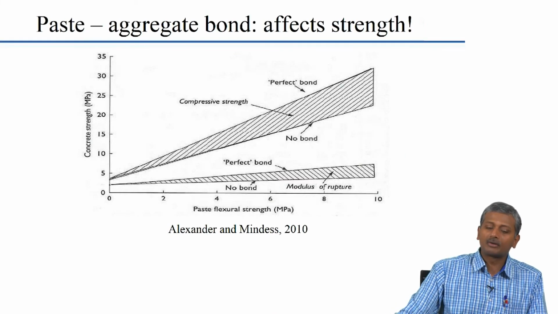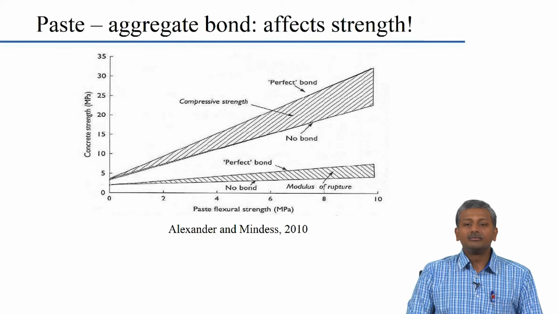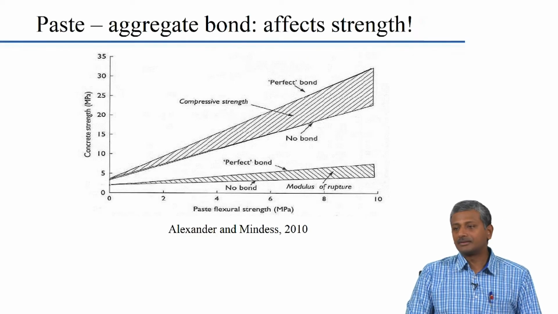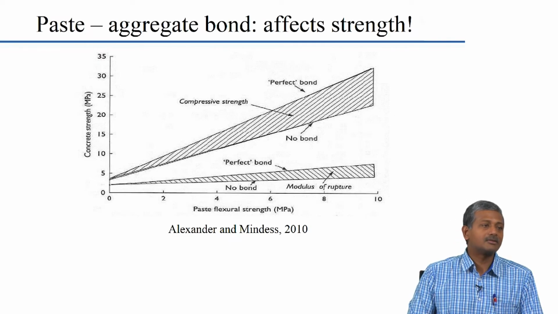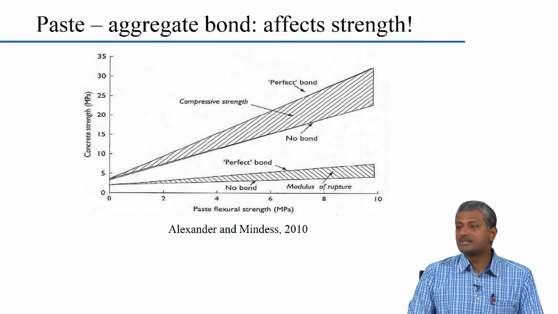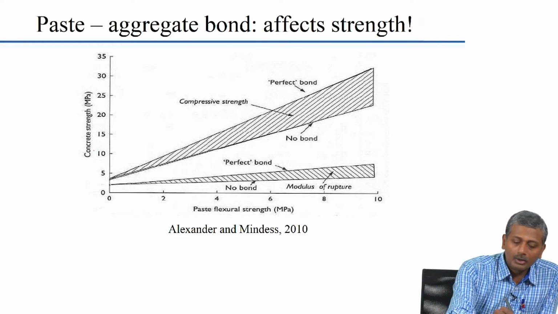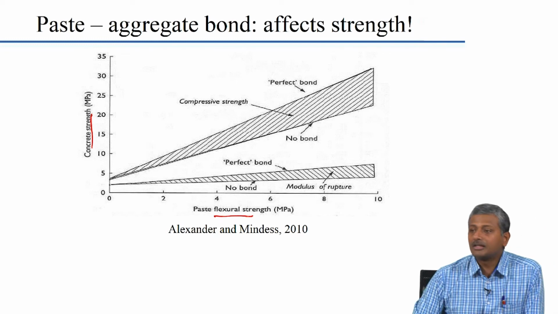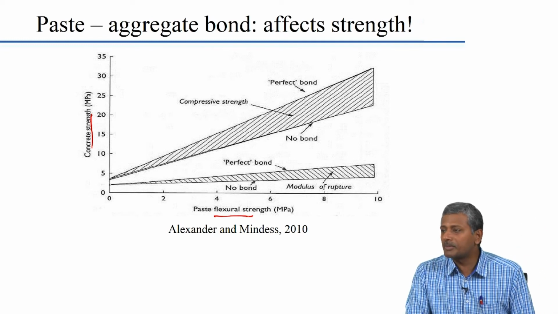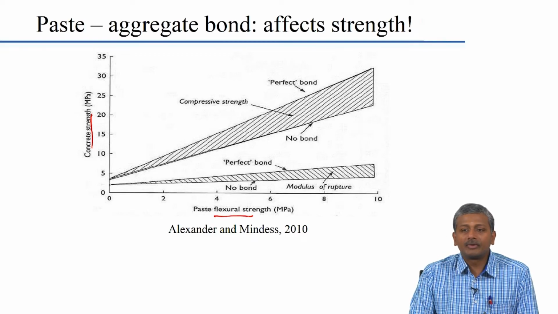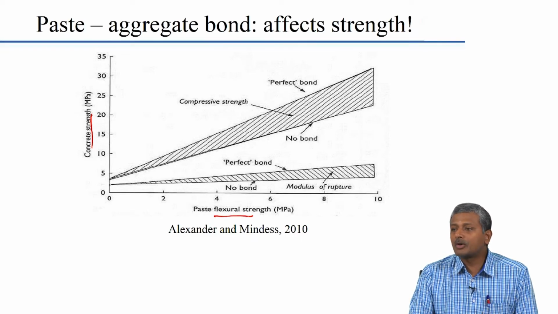So, how does this affect concrete properties? One first and foremost property is the strength of the concrete, and the paste aggregate bond is known to affect strength, and people have shown this through several different results. This is a very classic diagram which shows you how the concrete strength and the paste flexural strength are related. Now, why paste flexural strength? Why not paste compressive strength? Why do I call flexural strength?